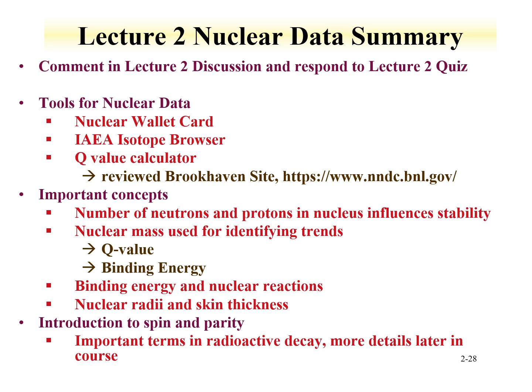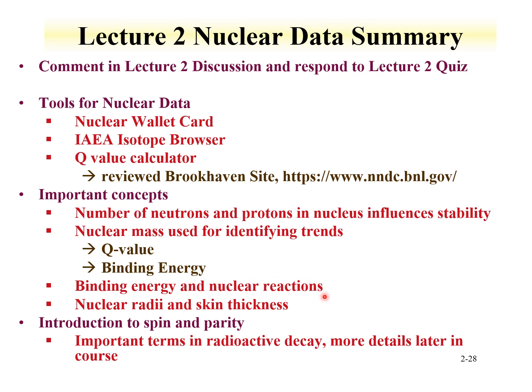Some important concepts that were covered in this lecture include that the number of neutrons and protons in a nucleus can influence the stability of that nucleus, that the nuclear mass is used for identifying trends, and we can understand this from doing Q-value calculations. And one of the areas that we explored was binding energy and how trends in binding energy provide information on whether nuclei can undergo fusion or fission, and we discussed this in terms of the stability of the iron elements. We talked about binding energy and nuclear reactions.